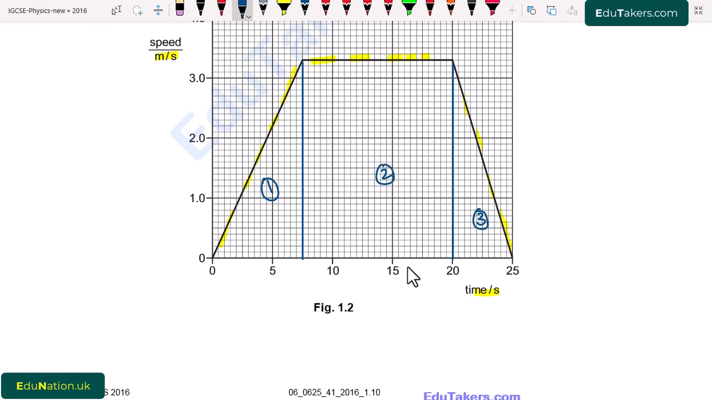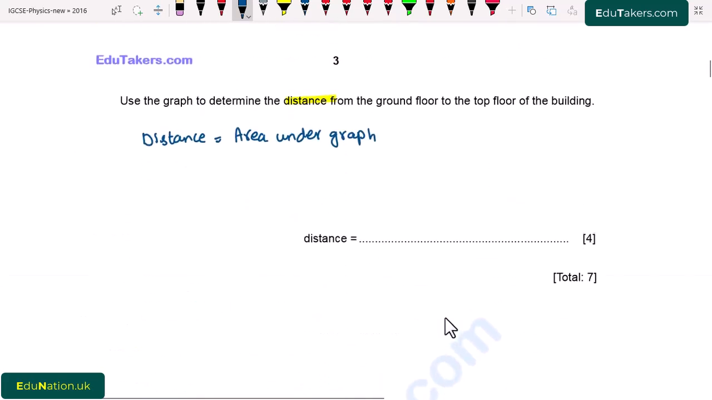We have to find out the distance travelled, and it is equal to the sum of area 1 plus area 2 plus area 3. I write here: area under graph is equal to area 1 plus area 2 plus area 3. So first of all, I find out the area 1.